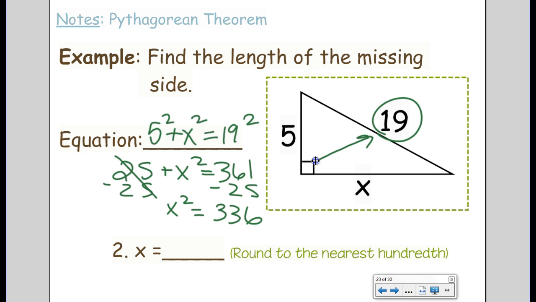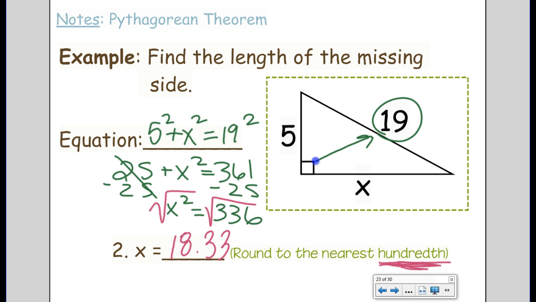Is that my answer? No. What's the opposite of squaring something? Square rooting. What is the square root of 336? Round to the nearest hundredth, so 2 decimal places. Very good. 18.33 is the final answer.